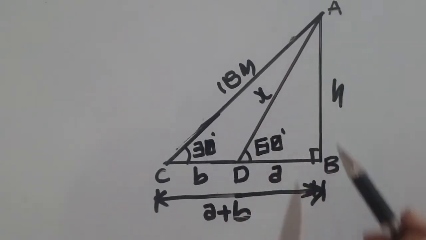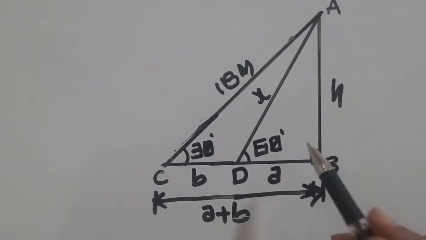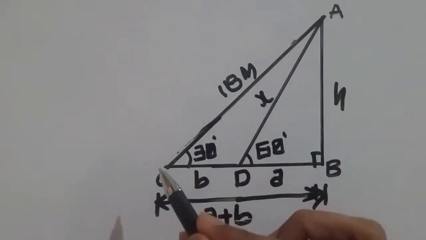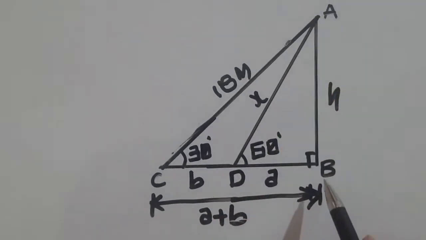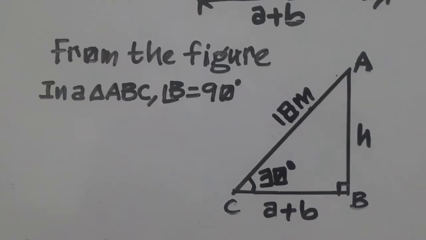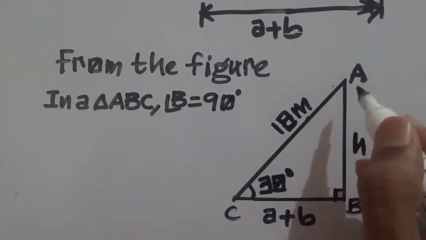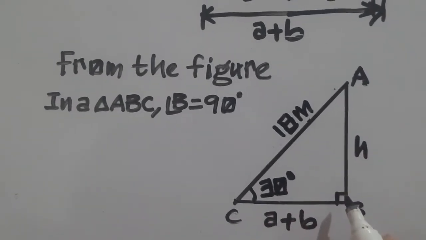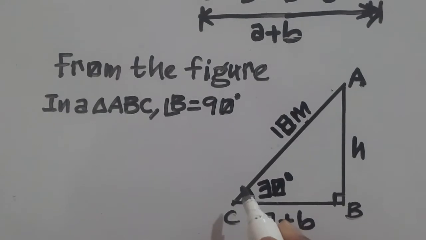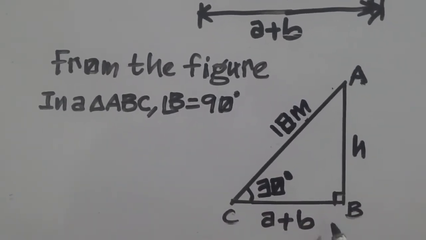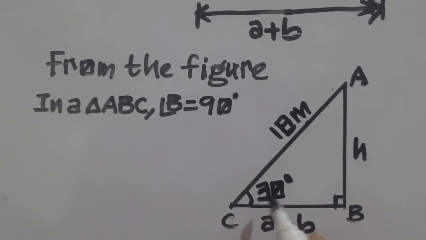Now we are taking triangle ABC, right angled at B. Therefore BC is equal to a plus b, AC is equal to 18 meters and AB is equal to H. Here ABC is a right angle triangle, right angled at B. AC is the length of the wire, 18 meters, AB is the height of the pole and BC is equal to a plus b. The angle of elevation is 30 degrees.